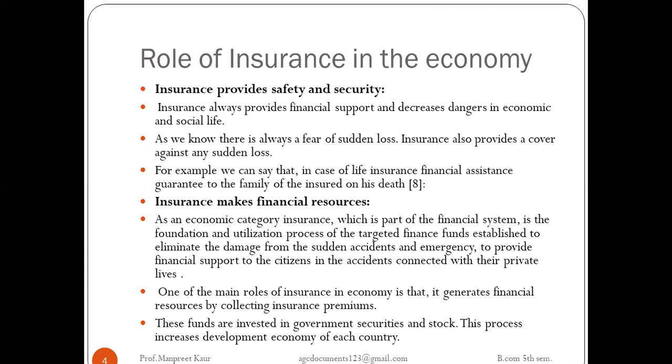So here is an example that we can see: in the case of life insurance, financial assistance or guarantee is provided to the family of the insured on his death. If a particular person has opted for an insurance policy, that is the life insurance policy, then after the death of that person, the financial assistance is provided to the nominee of the family. That is, a guarantee is provided that after the death of the person, the proper financial amount is provided to his family.